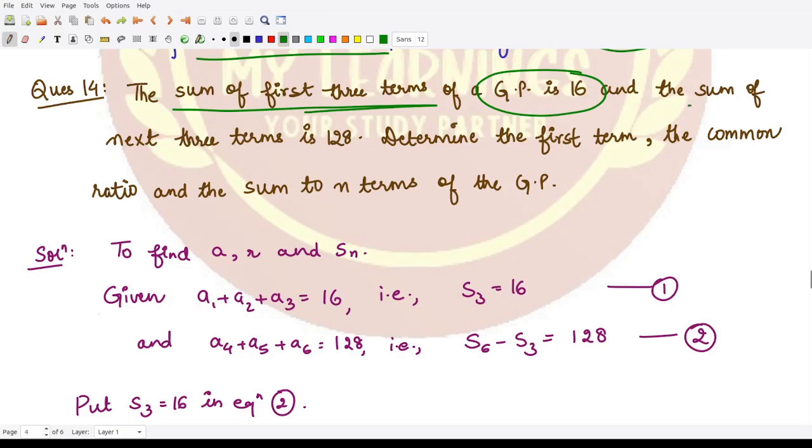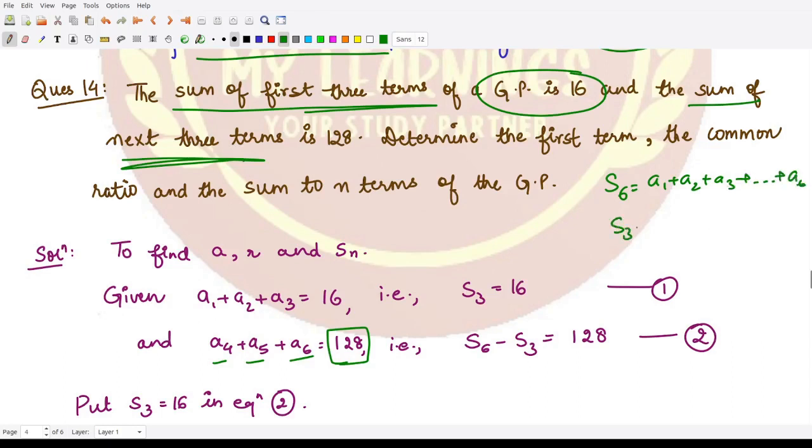Another thing that is given to us is the sum of next 3 terms. That means A4 plus A5 plus A6 is given to be 128. Now notice that in S6 what you have is A1 plus A2 plus A3 up to A6. And in S3 what do you have? You have A1 plus A2 plus A3. If you subtract both of them, this term would cancel, this term would cancel, this term would cancel. So you are only left with A4 plus A5 plus A6. And this is what is given to us in the question. You see its value is S6 minus S3. Right? This thing is equal to 128. This is given to us.